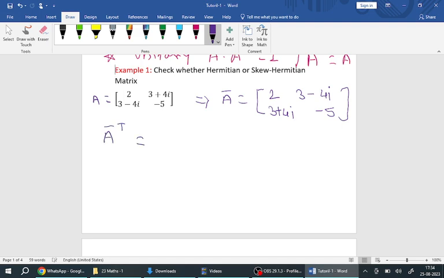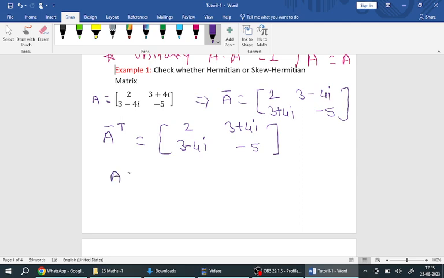Now I will write the A bar transpose matrix. I will just take the transpose of the A bar matrix. Remember, you can write A bar transpose directly also, doing the two steps together. Here the first row of the A bar matrix becomes the first column. So 2 and 3 minus 4i will be the first column now, and 3 plus 4i and minus 5 will be the second column. Now we observe that the matrix A and the matrix A bar transpose are both the same.